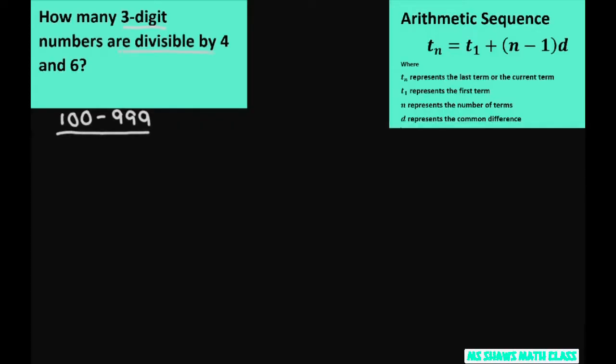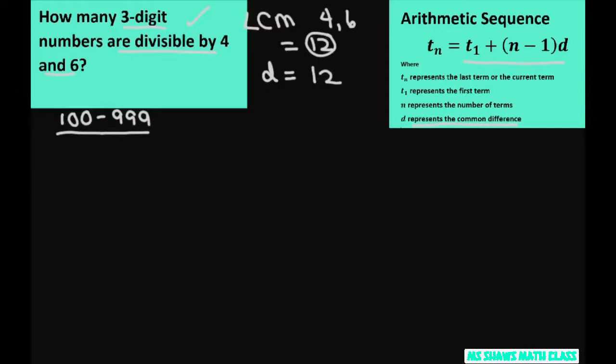And the numbers divisible by 4 and 6, we need to find the common multiple. So the least common multiple of 4 and 6 equals 12. So 12 is what your common multiple is. That's going to represent your common difference. So your common difference for this formula that we're going to use is 12. So we want multiples of 12 basically between 100 and 999 if this was rewritten differently.